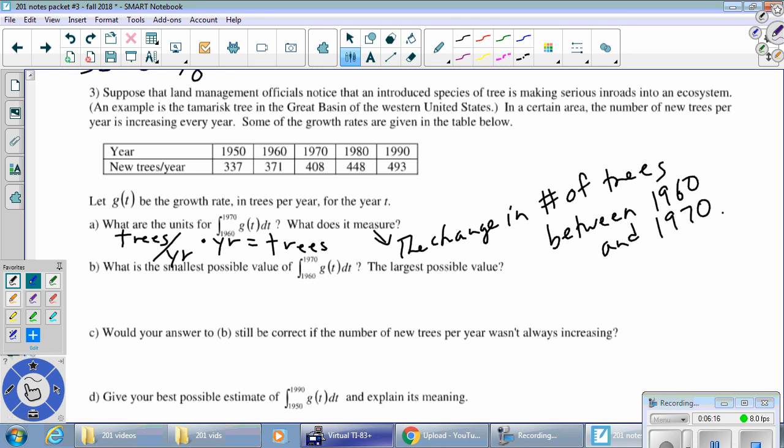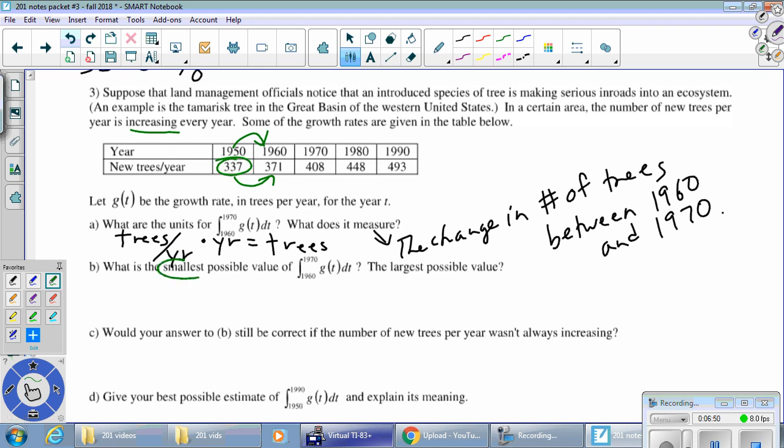What's the smallest possible value of that integral, and then the largest possible value? Okay, so we know that the function is increasing. That's important here. Between 337 and 371, if we're looking for the smallest possible value, we could assume that for the entire 10-year period, 1950 to 1960, it was constantly 337 for the entire 10 years until the last second of the last day of 1959, when it just miraculously jumped up to 371. So let's assume it was 337 for those 10 years.